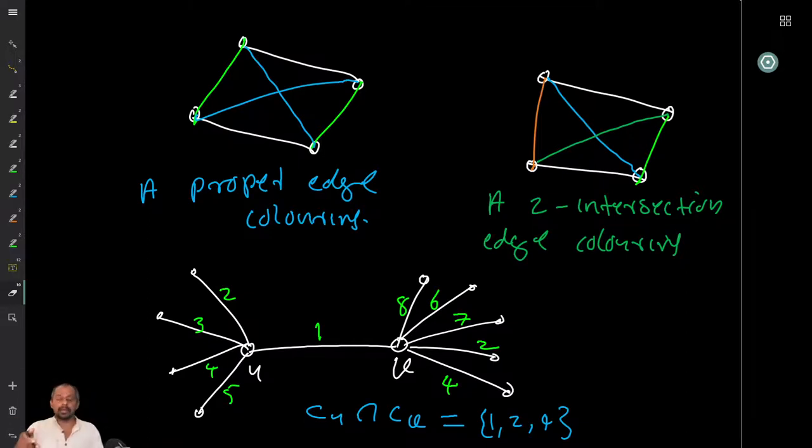So when I put some more conditions, I need additional colors. Here is another example where the intersection of C(u) and C(v) is of size 1, 2, 4, and we can verify that every other edge satisfies its bound, so that gives a 3 intersection edge coloring.